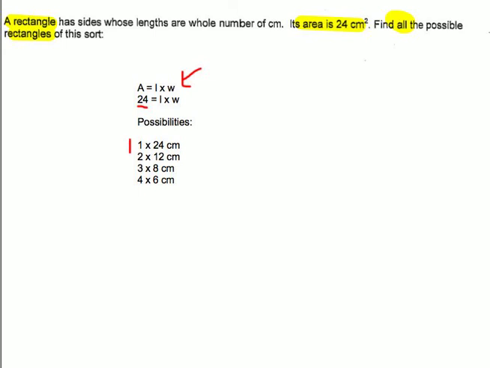So I make my life easier by being systematic, and I start with 1. 1 times 24, 2 times 12, 3 times 8, or 4 times 6.